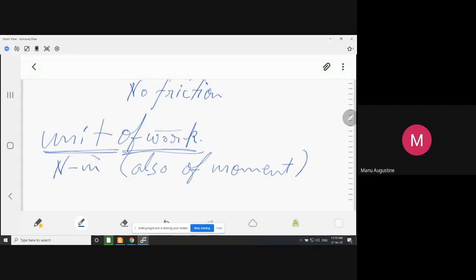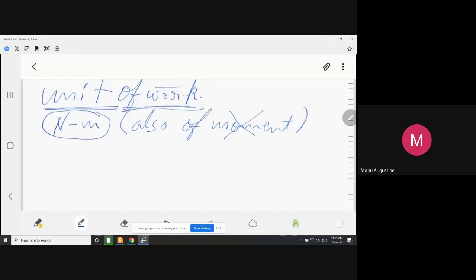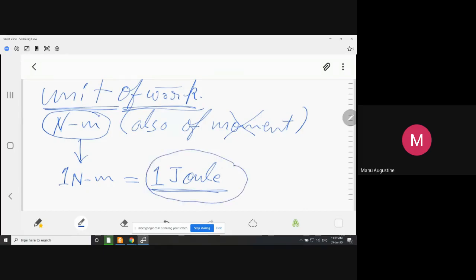Now, when we talk specifically about work and not about a moment, then we can simply write 1 Newton meter as equal to 1 joule. So this is another famous SI unit that you have to remember. 1 Newton meter of work or 1 Newton meter of energy. Energy is also equal to work in terms of units. So the unit of energy, which we generally call joule, is nothing but 1 Newton meter.